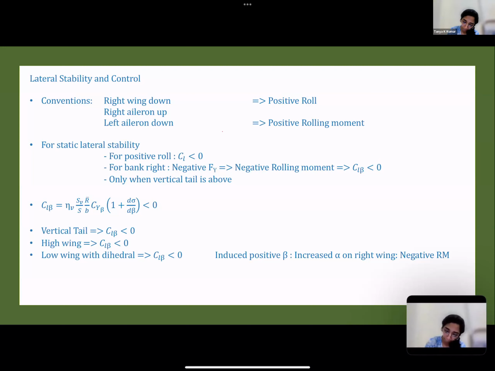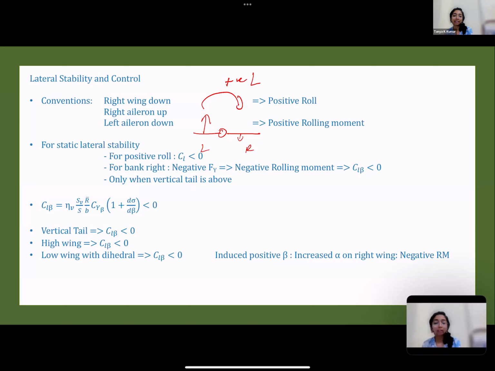So this is right, this is left. If I deflect my right aileron up, lift decreases. You have negative lift, not negative, it decreases. And if I deflect my left aileron down, your lift increases. Overall, you have a positive rolling motion. All right, you have positive L, rolling moment in the rolling moment is L.